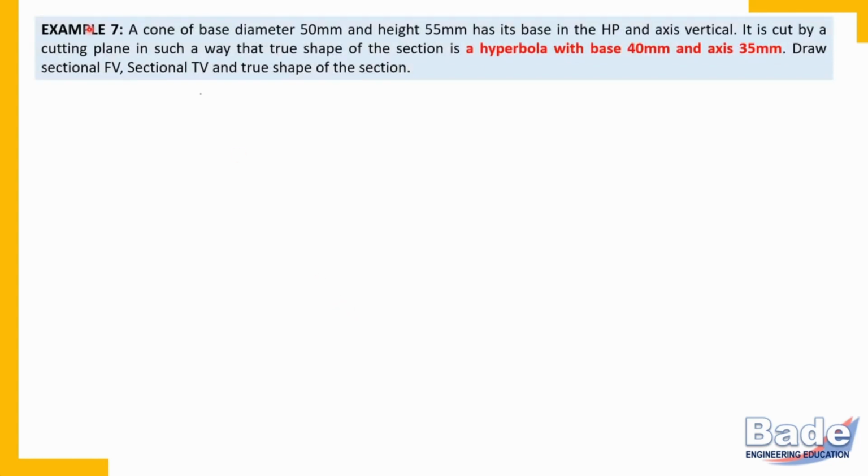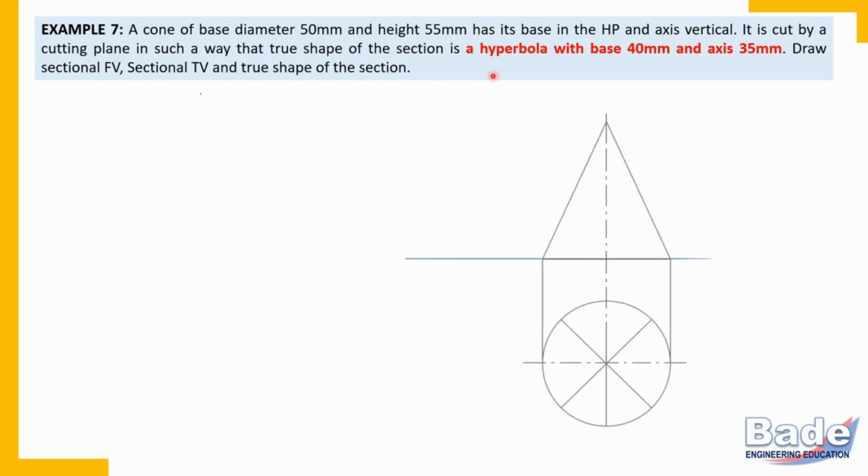Now read this problem. A cone of base diameter 50 millimeter and height 55 millimeter has its base in the HP and axis vertical. It is cut by a cutting plane in such a way that true shape of the section is a hyperbola with base 45 millimeter and axis 35 millimeter. Draw sectional front view, sectional top view and true shape of the section. So now here it is a hyperbola. Section is a hyperbola. So that means angle made by cutting plane line must be greater than angle made by end generator. First thing, draw views of the solid in given position.